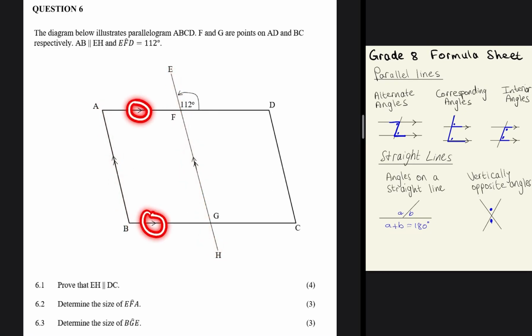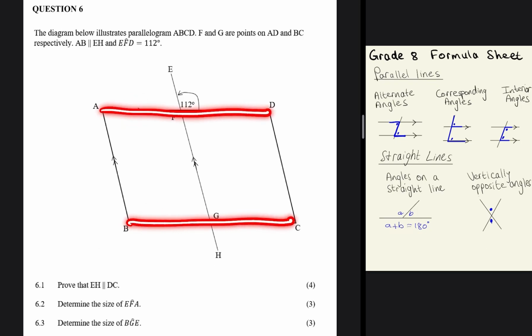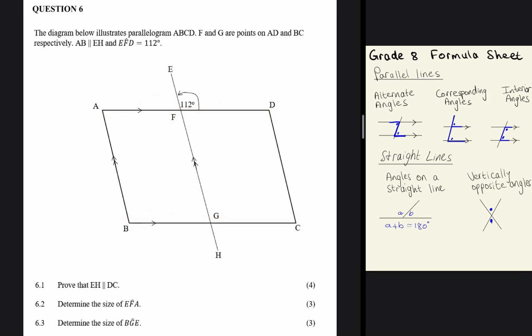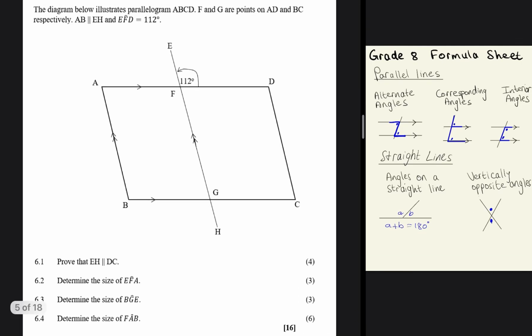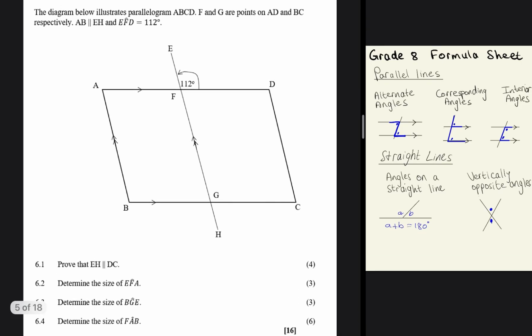Also, there's a single arrow over here, and that indicates that line AD and line BC, those two lines are parallel to each other. When you deal with parallel lines, look at your formula sheet, because here you have alternate angles, corresponding angles, or interior angles. And those rules we're probably going to need in the question we're going to do, but let's take it step by step. I'm just going to do 6.2, 6.3, and 6.4.